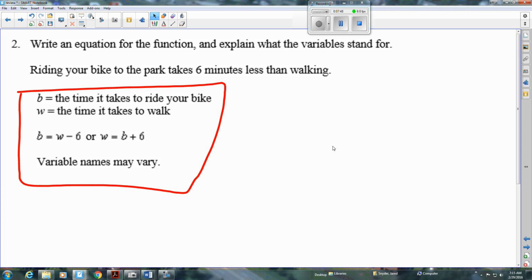Write an equation for the function and explain what variables stand for. Riding your bike to the park takes 6 minutes less than walking. So B is the time it takes to ride your bike. W would be the time it takes to walk. So B equals W minus 6, or W equals B plus 6. Doesn't matter how you did it as long as you had one of those equations.